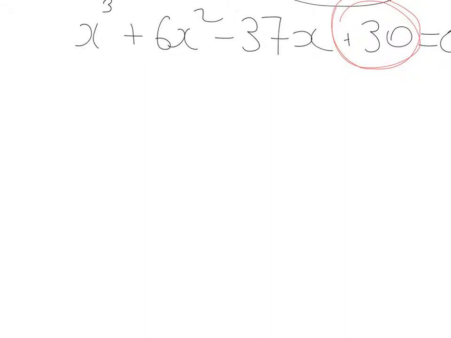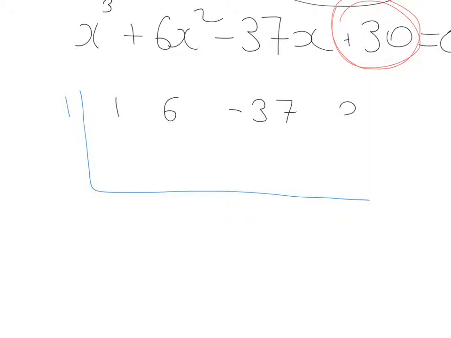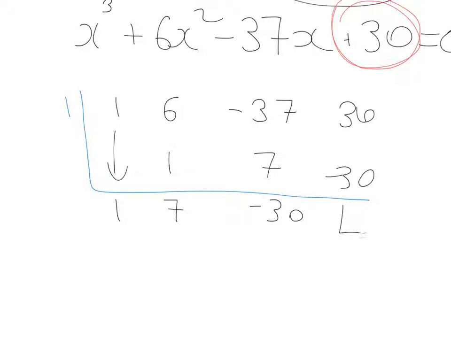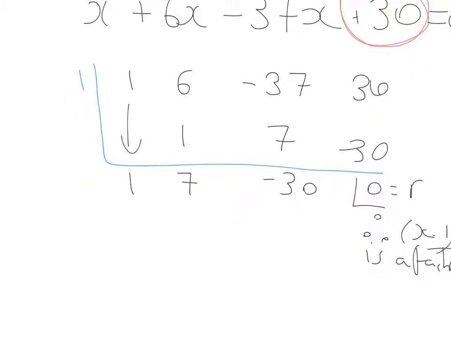So 1 up the side. I'll keep an eye out for 0 coefficients, but there's none. So that's 1, 6, minus 37 and 30. Drop the 1 down, 1 times 1 is 1, 1 plus 6 is 7, 7 times 1 is 7, 7 minus 37 is minus 30, times that by 1, and that's minus 30, and it worked. So the remainder r equals 0, therefore x minus 1 is a factor. Okay, so I've got my first point in the intersection, which is definitely 1.